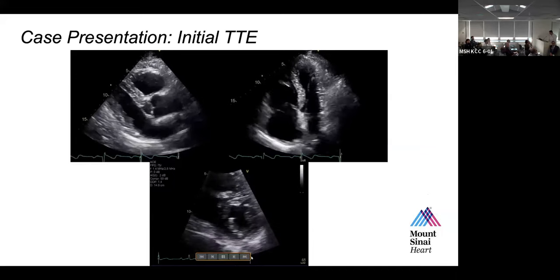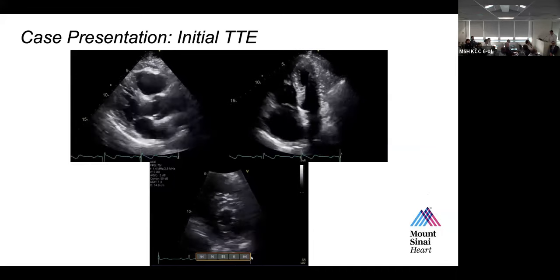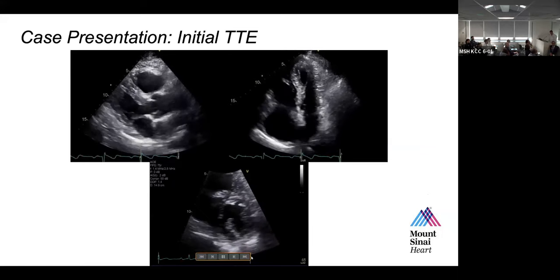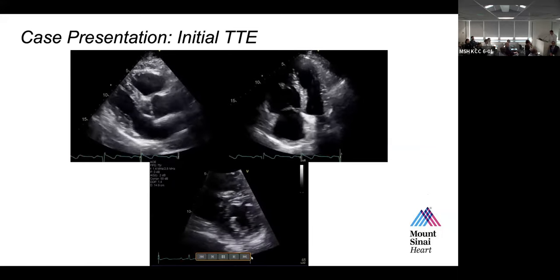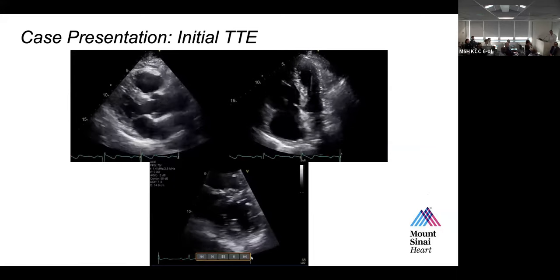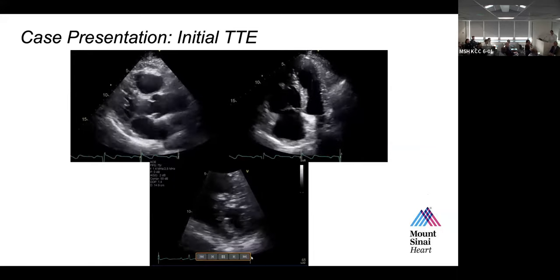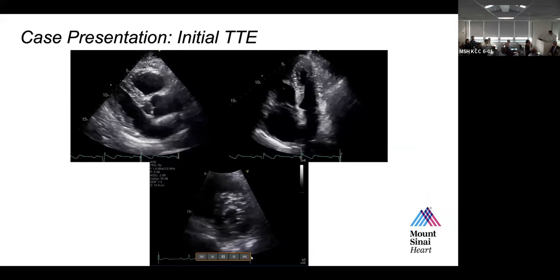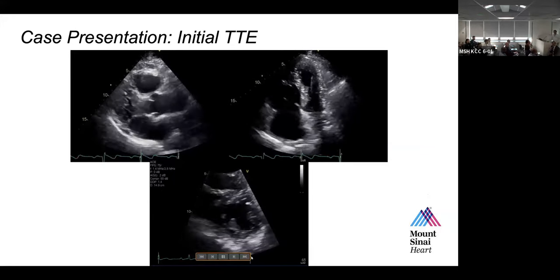So this was the initial echo that was ordered during that office visit. We have a bunch of imaging experts here. Dr. Agrawal is joining us. Dr. Agrawal, if you can just look at these images and give us your assessment. We have more images coming on the next slide as well.